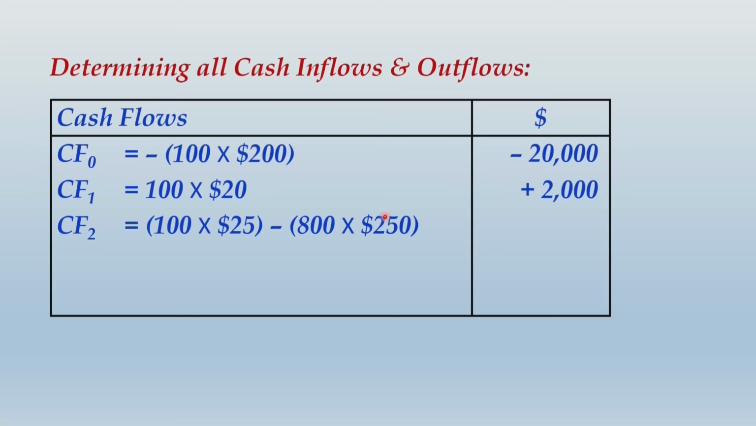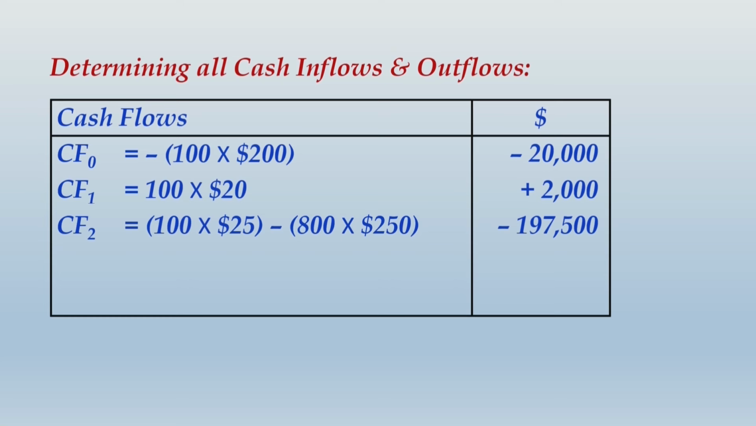So 800 into 250 will be the outflow, and this dividend amount will be the inflow. The net outcome will be a negative cash flow, which indicates a big amount of outflow, $197,500 as a negative cash flow or outflow. Now what happened in the third year?